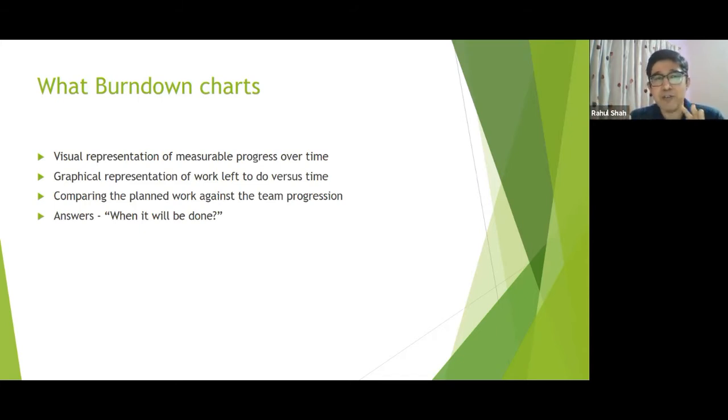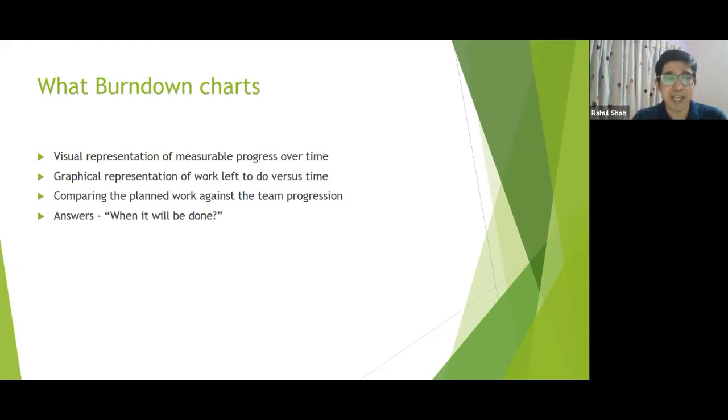Now you might have used the remaining hours on the left axis, what is the work remaining in hours. But if you look here, it can be anything. Work left means that if you are measuring with story points, then the burn down chart will show the story points remaining with respect to time. Sometimes that is also very important. Just looking at the remaining hours will not serve the purpose.